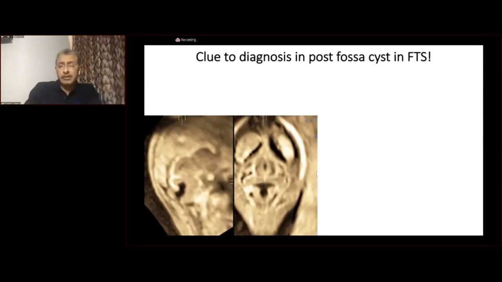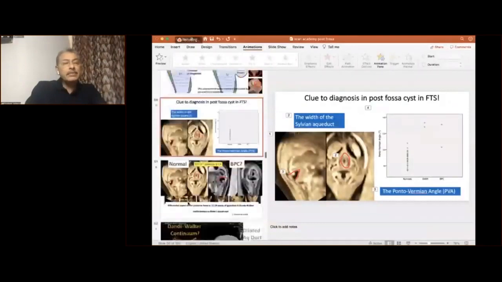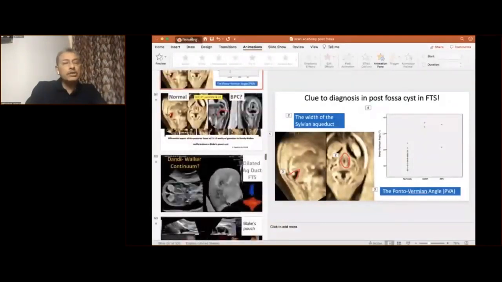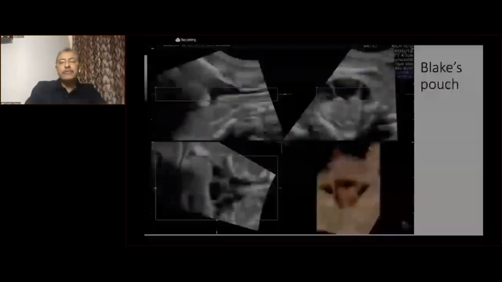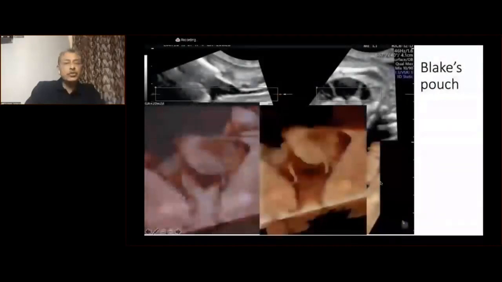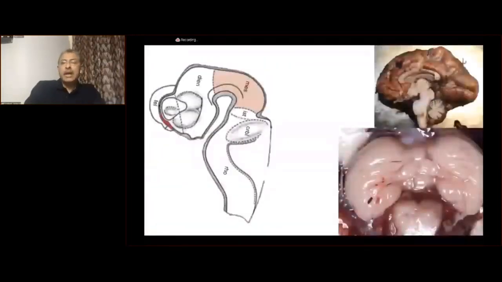Development in Blake's pouch. Now, a clue to the diagnosis of the posterior fossa, I'm sorry, this is one slide which I have covered earlier. The clue to the diagnosis in posterior fossa cysts comes from two things. I think I'll take it next. Let me start first with what a normal development is going to be like. When you have these fenestrated, I have already shown it to you, but this ultrasound can tell you about the cisterna magna. This is the Blake's pouch, and that is what is going to be there. Now what happens with the pathology? When you have the Blake's pouch, it doesn't fenestrate.